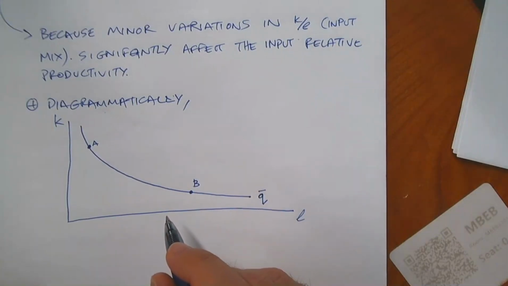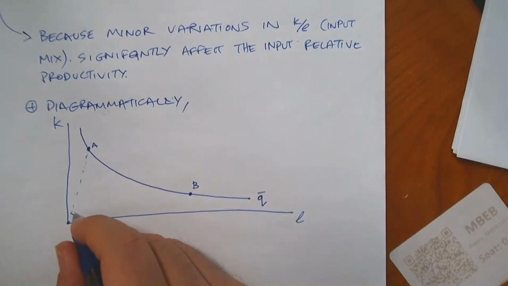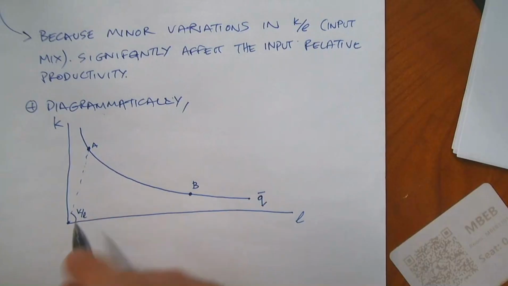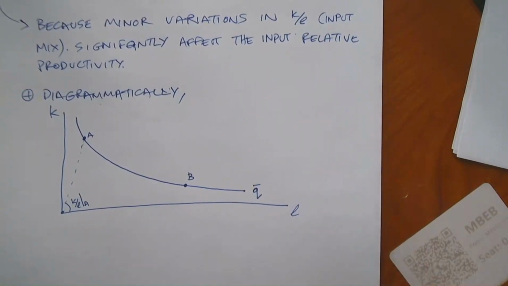So the ray from the origin to A is going to give you, or if you look at this as an angle, this is your capital to labor ratio for point A. Does that make sense? Right? If the angle is big, you have a high capital to labor ratio. If that angle is small, you have a small capital to labor ratio. Can you both see what I wrote? Yeah, it's a vertical line and the subscript of A, just to denote that this is the capital to labor ratio for point A.